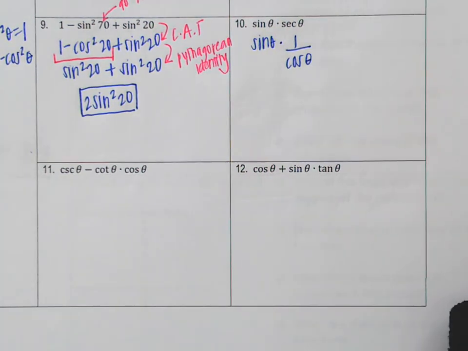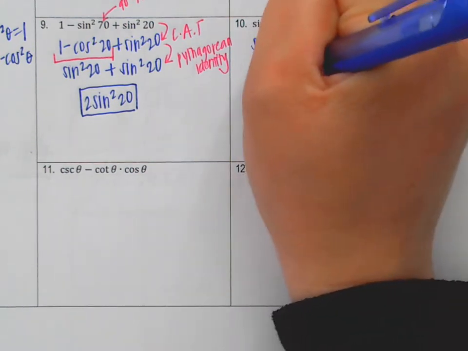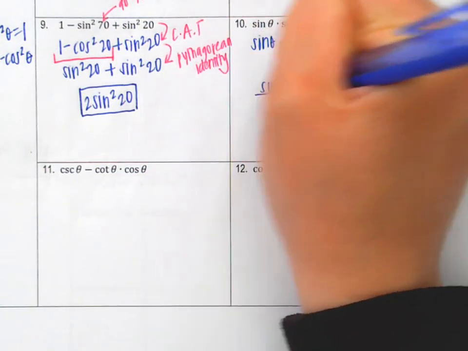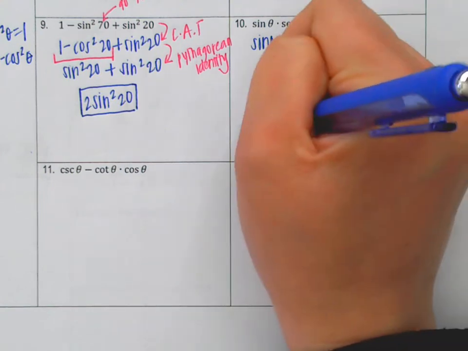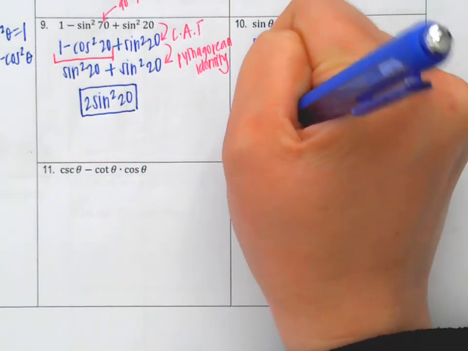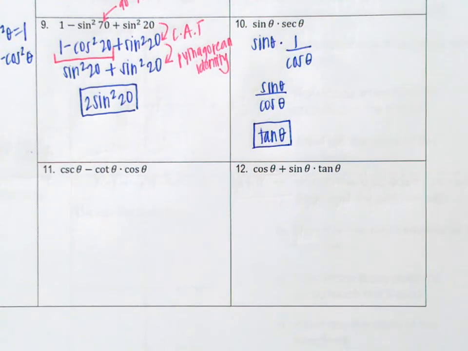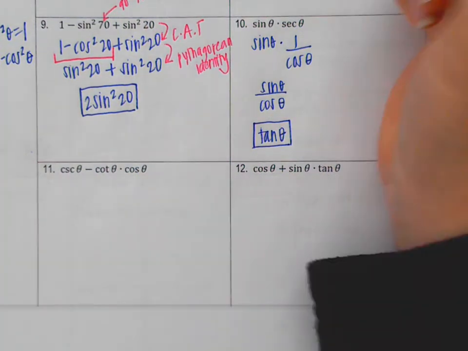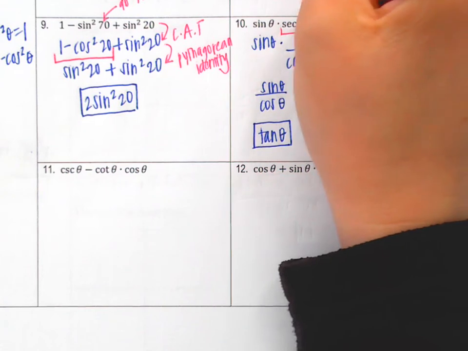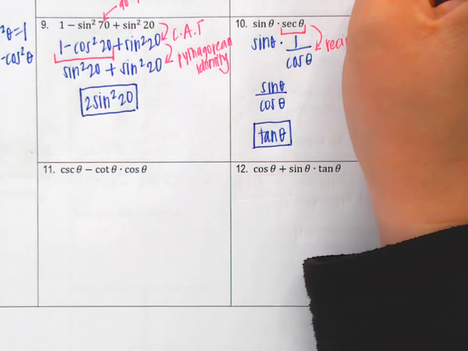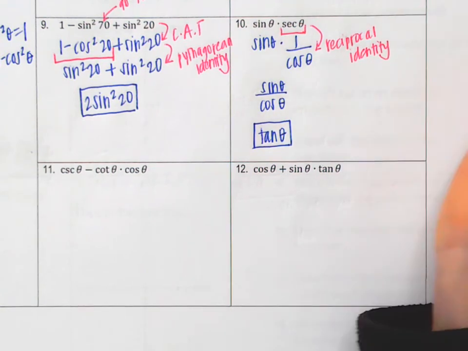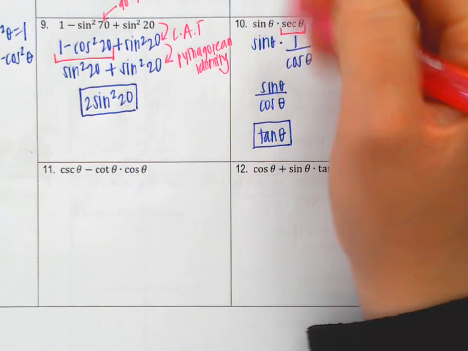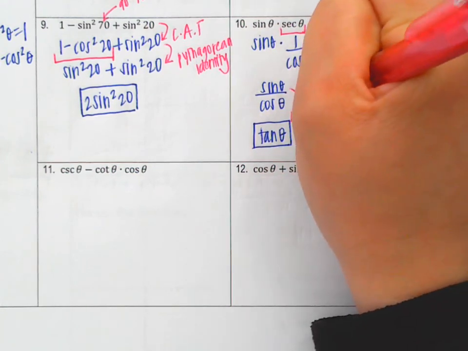Well, unlike all the others, there's nothing I can cancel here. So I just write it as sine theta over cosine theta. And what do I know that sine over cosine is equal to? Tangent. So that's my final answer. That's as simplified as I can get. So I first used my reciprocal identity. And then I multiplied those together. And so to get from here to here, I then used my quotient identity.